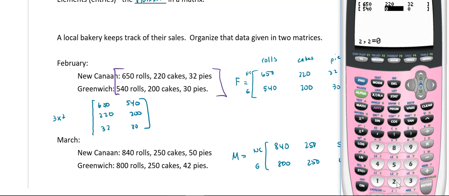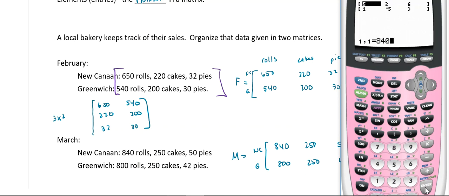540, 200, and 30. So there's my first one. I put February in A because I didn't want to scroll all the way down to F. And I'm going to put March into the B spot. So here I want to change it to be a 2 by 3. And see that got rid of that extra row for me.